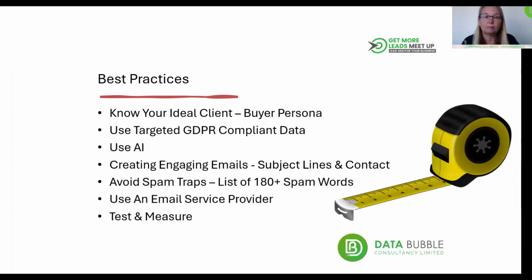Best practice when you're doing any outbound marketing: know your ideal client, so it's your buyer persona. Use targeted GDPR compliant business lists. Use AI. And when I say use AI, it's not to use it verbatim, but to guide you and tweak your messages so that they're relevant to your clients or your ideal target markets. I always say, copy and paste, and then ask, what information do I have to change? What can I make different? So don't rely on AI verbatim, but I do use AI.